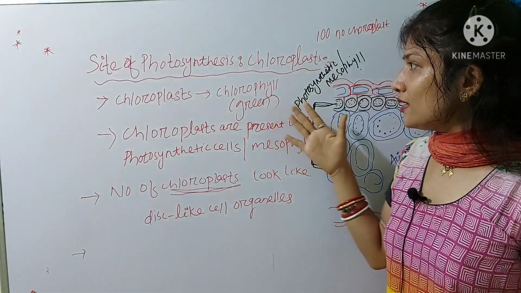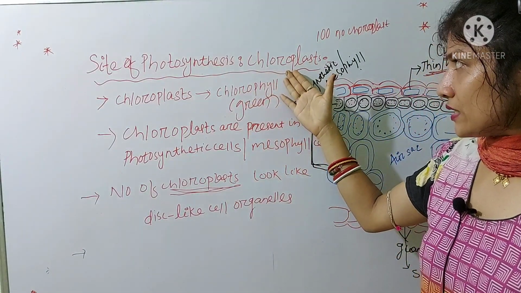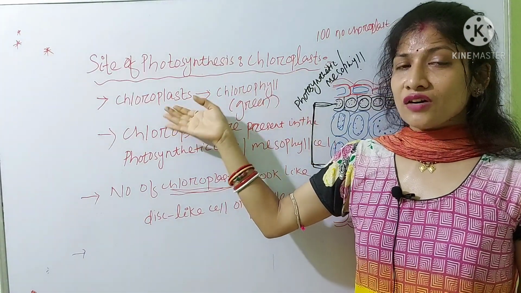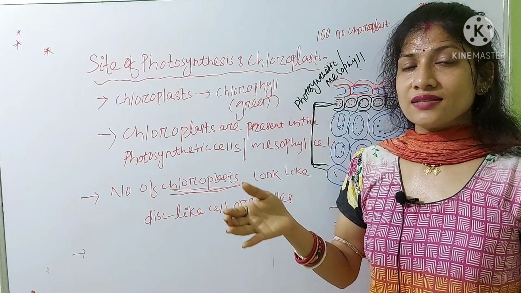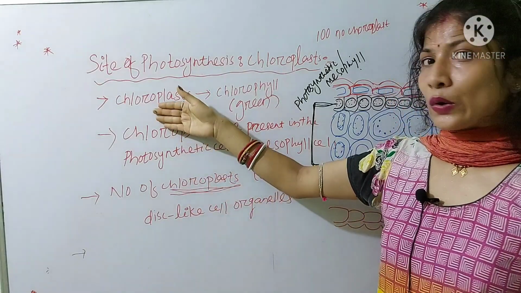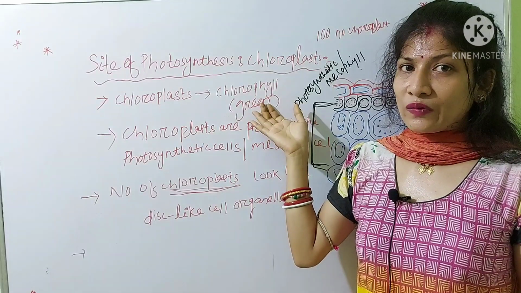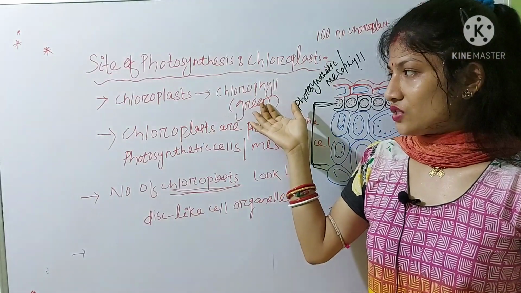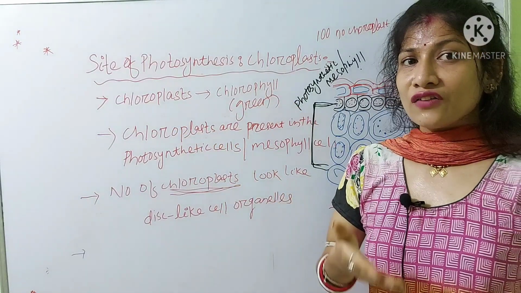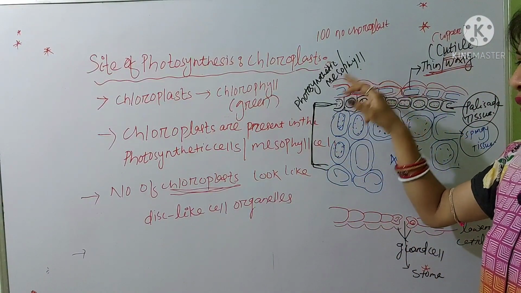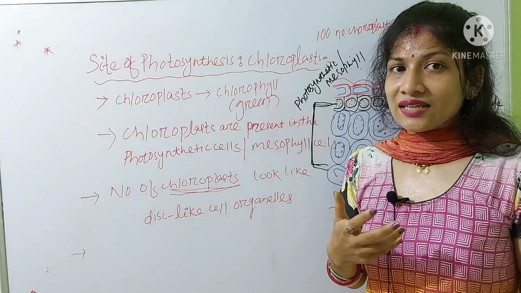So this is the site of photosynthesis, that is the chloroplast. Chloroplasts are the cell organelles in which photosynthesis takes place. Chloroplasts contain the green pigment, that is the chlorophyll. Chlorophyll helps to trap the solar energy. The chloroplasts are present in the photosynthetic cell or the mesophyll cell, and they look like disc-like structures.